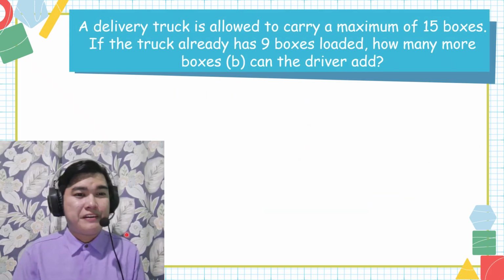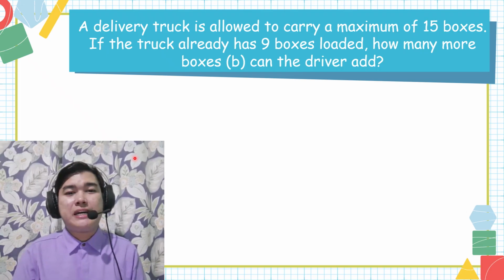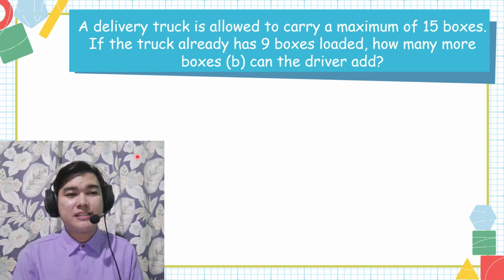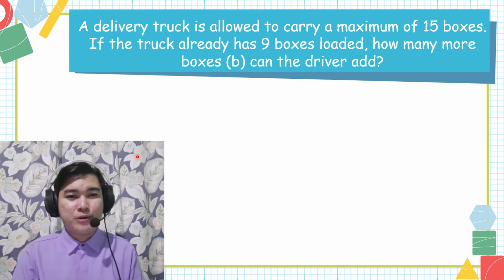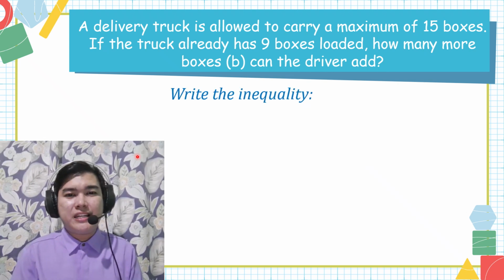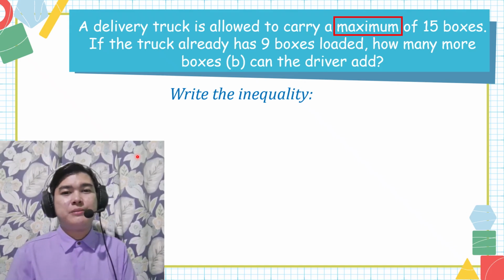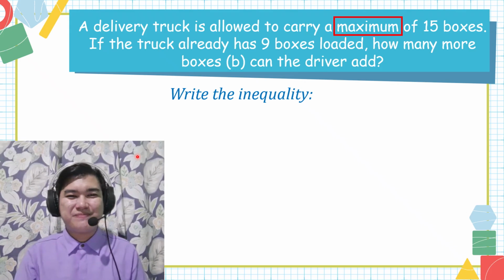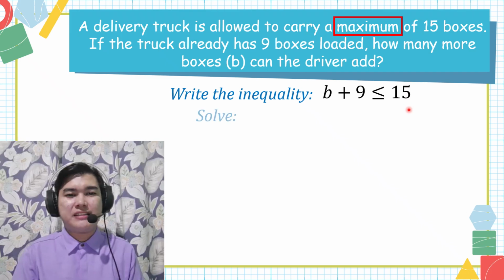How about this given problem? A delivery truck is allowed to carry a maximum of 15 boxes. If the truck already has 9 boxes loaded, how many more boxes can the driver add? So let us write the inequality. Our clue word here is maximum again, and the symbol to be used for maximum is less than or equal to. Our inequality will be b plus 9 is less than or equal to 15.